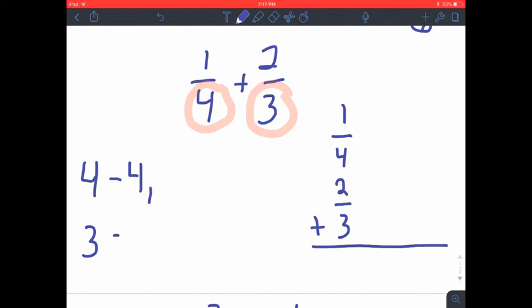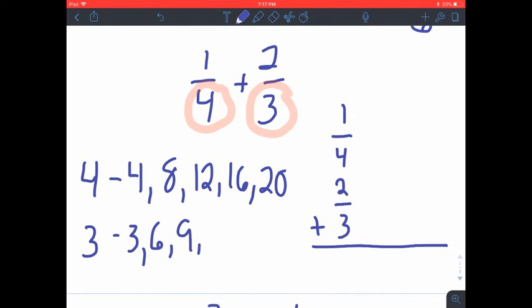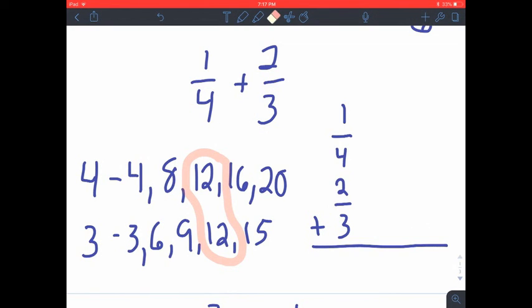So 4, 8, 12, 16, and 20. And then down here, I've got 3, 6, 9, 12, and 15. All right. After that, I'm going to go ahead and circle the lowest one they have in common, which are the 12s there. Okay. And then it's time for me to go ahead and set it up. So multiplication sign, dash, equal sign, dash, multiplication sign, dash, equal sign, dash. Then I go ahead and write down my 12s.